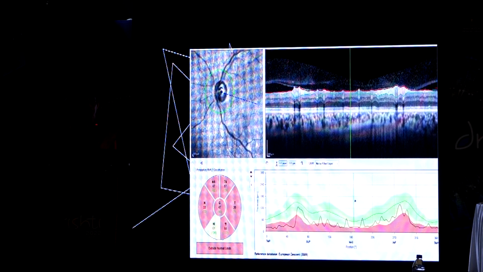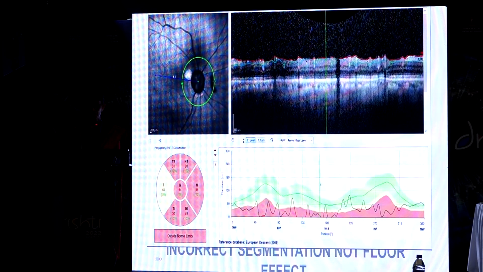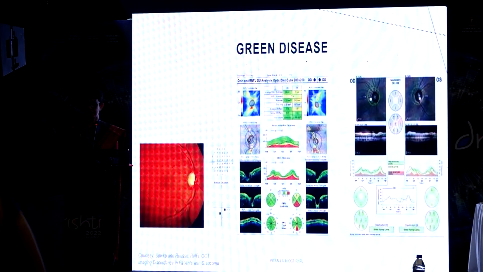You can't actually use OCT to assess advanced glaucoma. Like in this picture, this is not a correct picture. It should make you think that the scan has not been acquired properly.